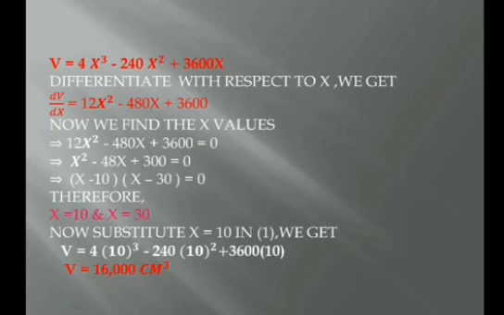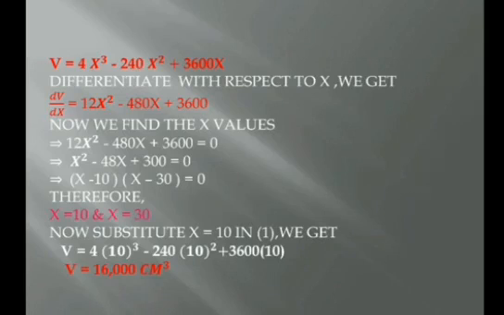It can be factorized as x minus 10 into x minus 30 is equal to 0. Therefore x minus 10 is equal to 0, so x is equal to 10, and the remaining part, x minus 30 is equal to 0, gives x is equal to 30. Therefore x is equal to 10 and x is equal to 30.